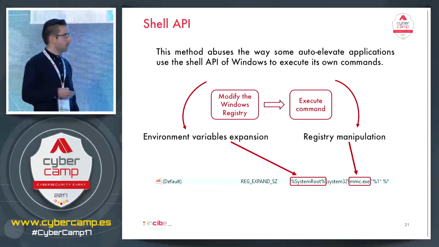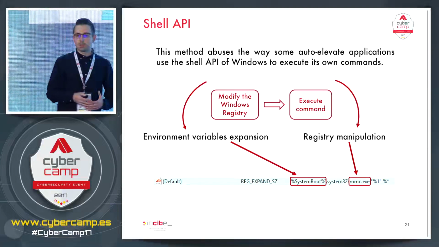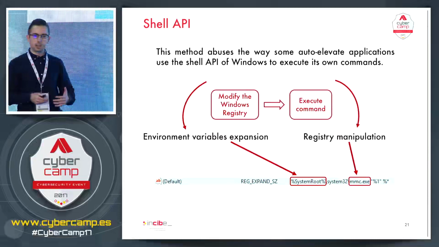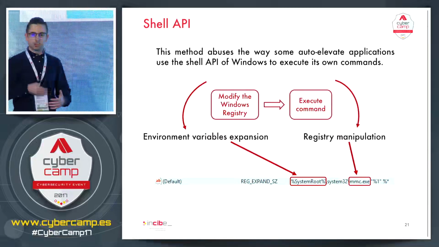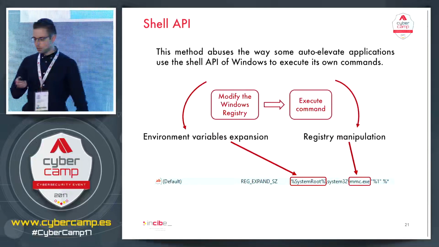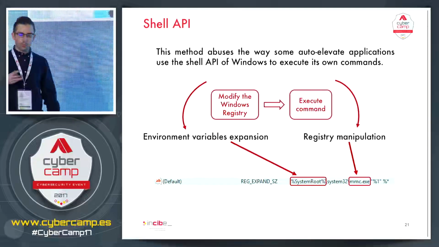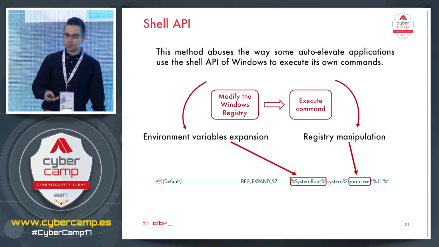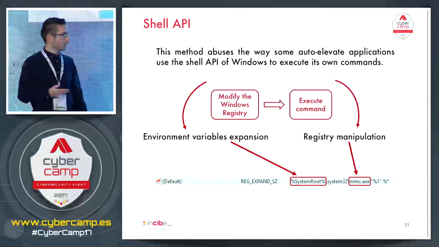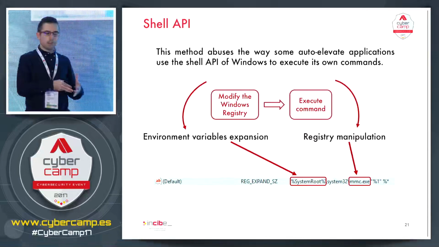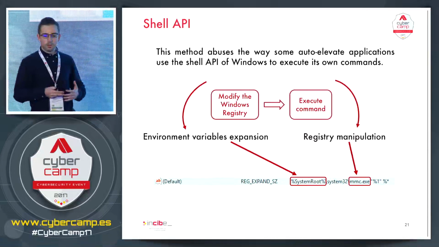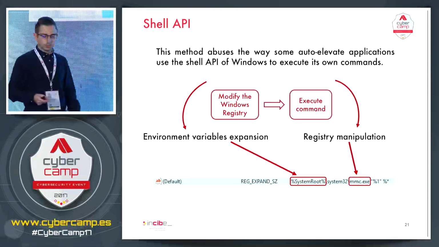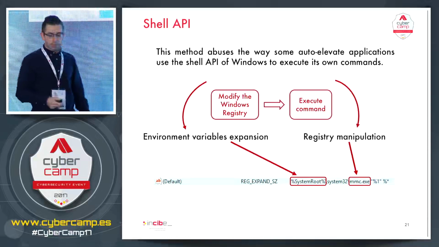Now, going back to the so-called shell API method, several auto-elevate applications use these shell APIs to execute their own commands or invoke several applications. How are we going to attack it? Well, by modifying the registry and executing a command that we are interested in. We will execute two categories: attacks modifying an environment variable, or manipulating a registry variable.